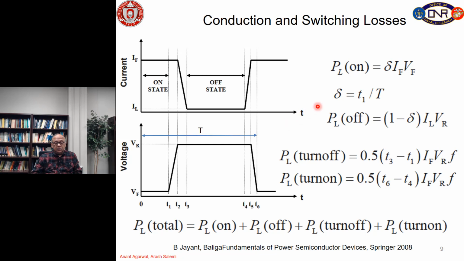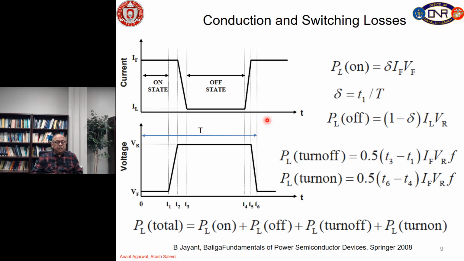So now you can start looking at the losses. So first of all, in the on state we have what is called as conduction losses, and that's basically IF times VF. And since the transistor is only on for the amount of time T1, we define a constant delta, which is T1 divided by the total time period. So that means it is on for delta fraction of the time. So now we multiply the losses with delta to get the total conduction losses within one switching transient, off state and on state.